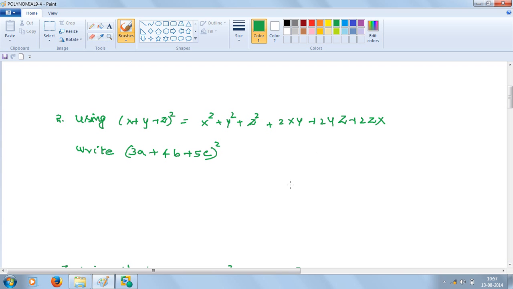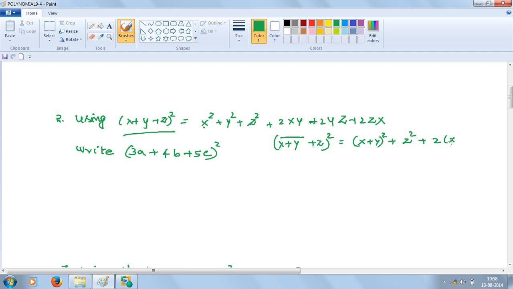The standard equation we have to remember is x plus y plus z, with three variables in this, whole square is equal to x square plus y square plus z square plus 2xy plus 2yz plus 2zx. We can derive this also. First x plus y, you write as one term: x plus y plus z whole square. This you write as a plus b whole square, where x plus y is treated as a. This is a square plus b square plus 2ab.